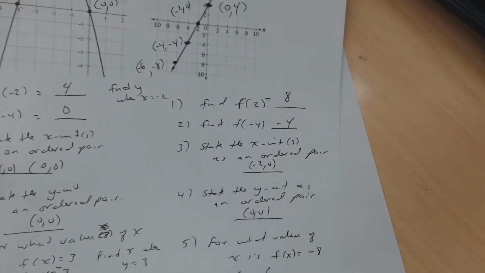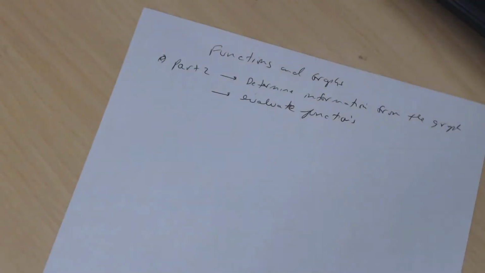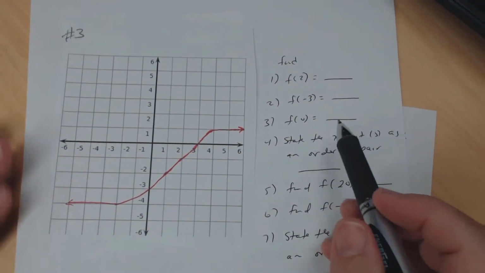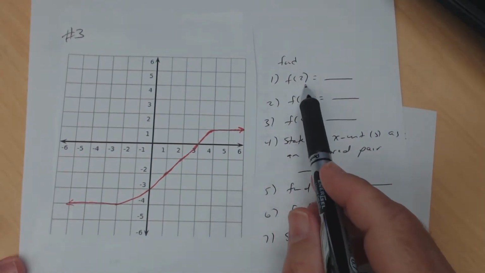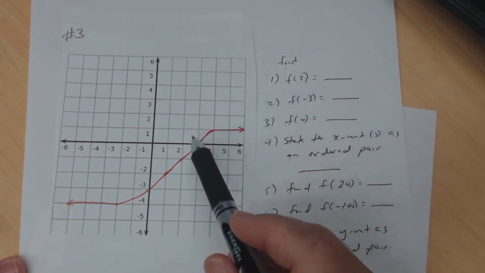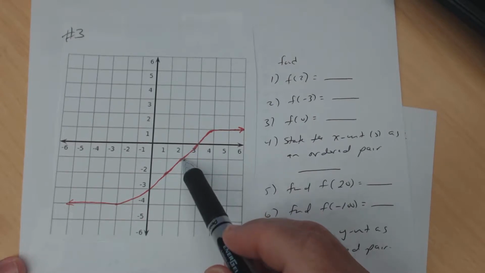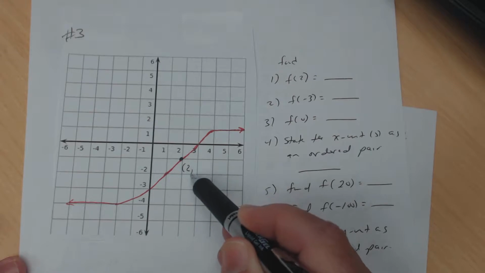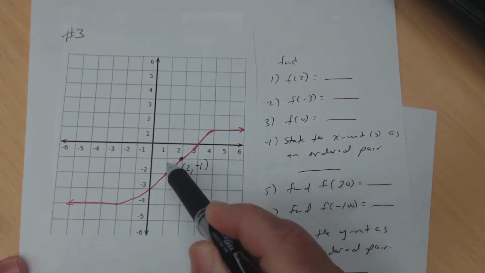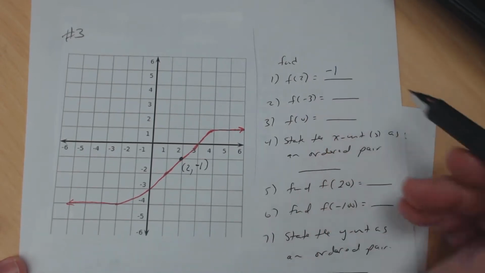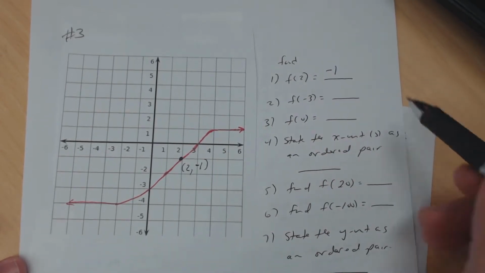Okay? All right, number 3. Number 3 is going to look like this. All right, so this is number 3. So you want to find f of 2. That's f of 2. So you want to find what's the y value when x is 2. When x is 2, that's here. The point on the graph is right here. So when x is 2, that's the point 2, negative 1. So f of 2 equals negative 1. You put negative 1 there.